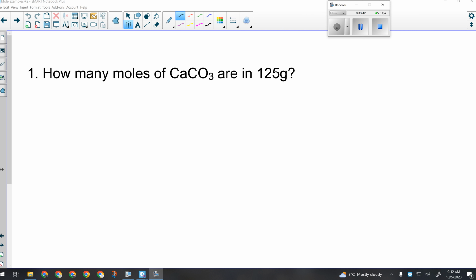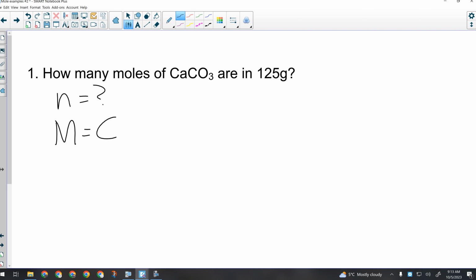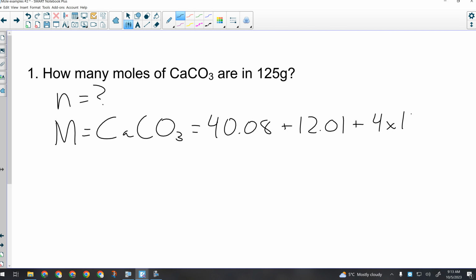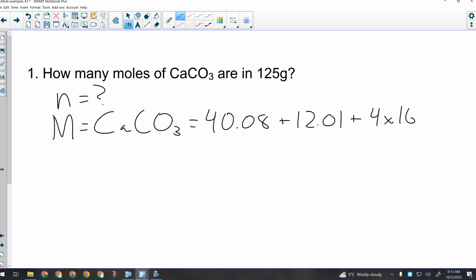I gave you the actual formula, so there's no chance of not doing the drop and swap correctly or something like that. Incidentally, on your test, I give you the name, not the formula. So we've got CaCO3. We're looking for the number of moles, so we're looking for n. Big M, CaCO3, that's going to be 40.08, that's our single calcium, plus our single carbon, 12.01, plus 3 oxygens.